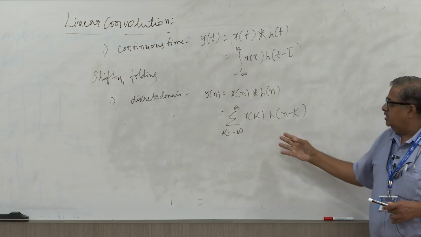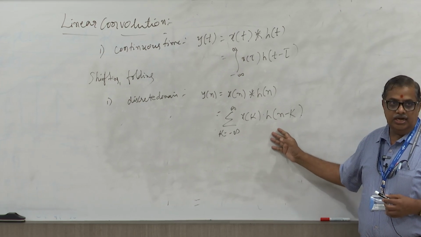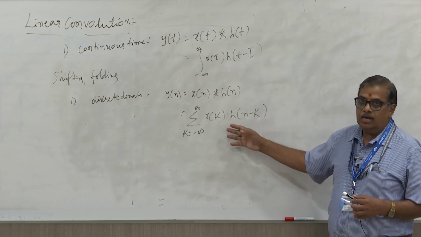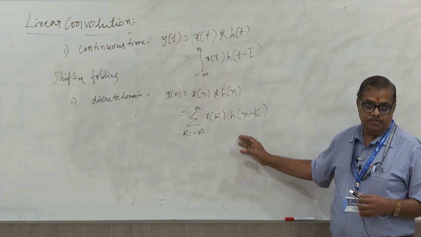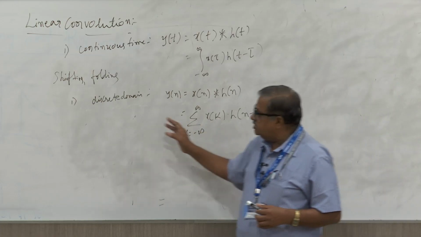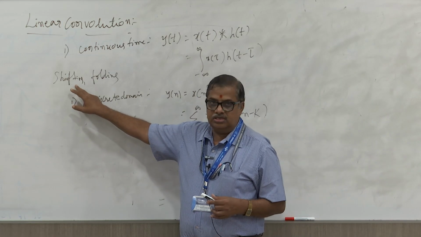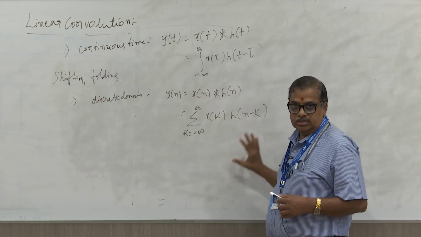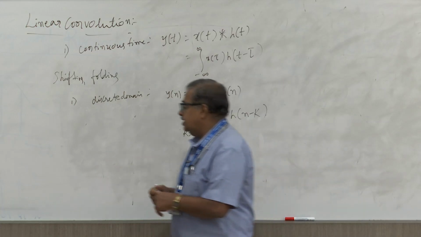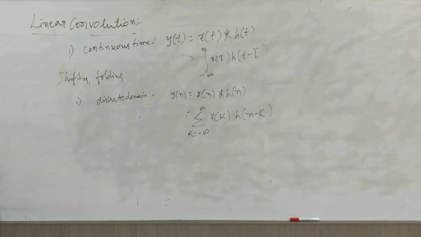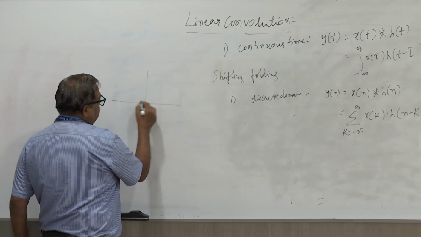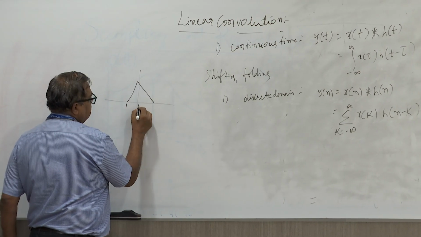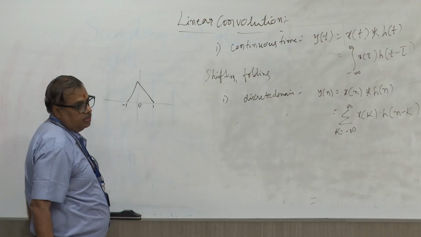As it is very easy to do in the discrete domain, let me take an example and explain how this convolution process takes place. Before that, let us learn what is meant by shifting of a signal and folding of a signal, because they are very important when we do convolution. Suppose we take a signal like this, from minus 1 to 1.